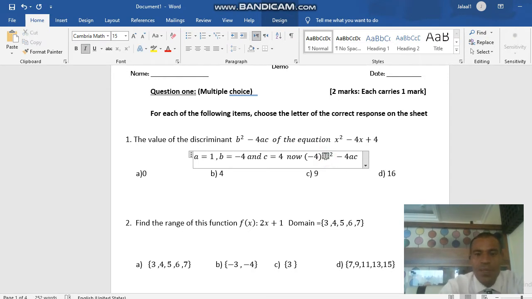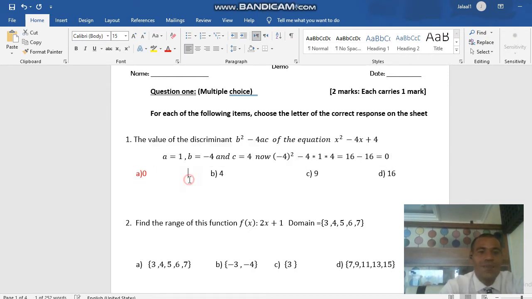Then minus 4 multiplied by 1, multiplied by 4. Let me calculate this. Negative 4 squared is 16, minus 4 times 1 times 4 is 16. So the answer is 0. You can see that the value of the discriminant is equal to 0, so the correct answer is 0. If in your exam it is x squared minus 3x plus 2, just substitute b, a and c with their values.